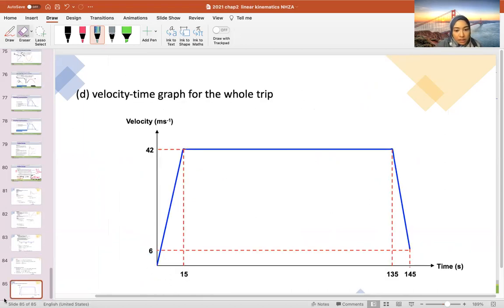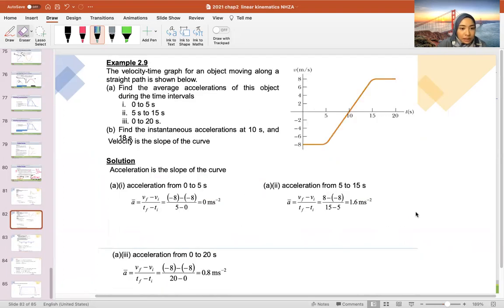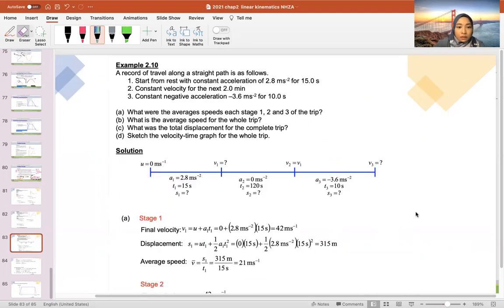Okay, so kita sketch our velocity time graph, and we got like this, and then straight line, and then ke bawah. So sama. So soalan dia sekarang tanya, what were the average speeds at each stage 1, 2, 3 of the trip? So dekat sini dia buat the straight line yang kita belajar in linear motion. U and then V1, V2, V3. This is A1, A2, A3. Kita tahu ni. Time is 15 and then 2 minutes over here and then 10 seconds.